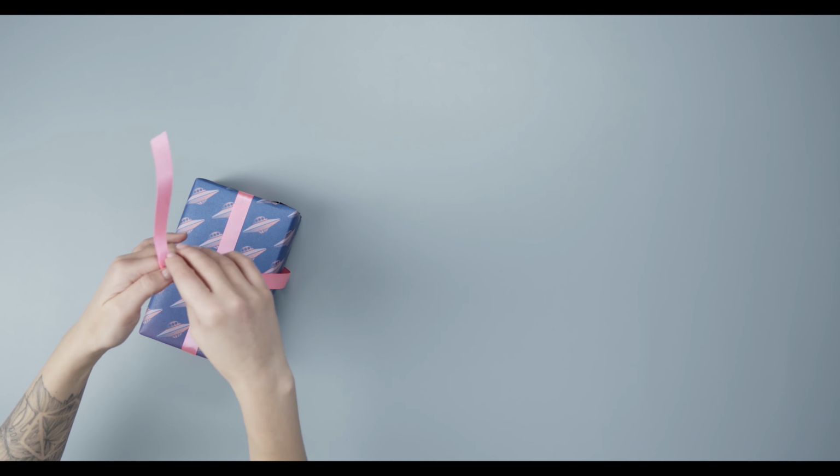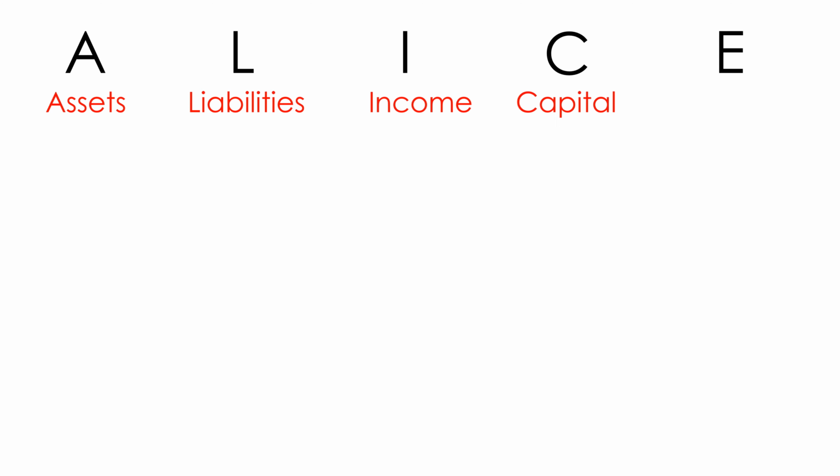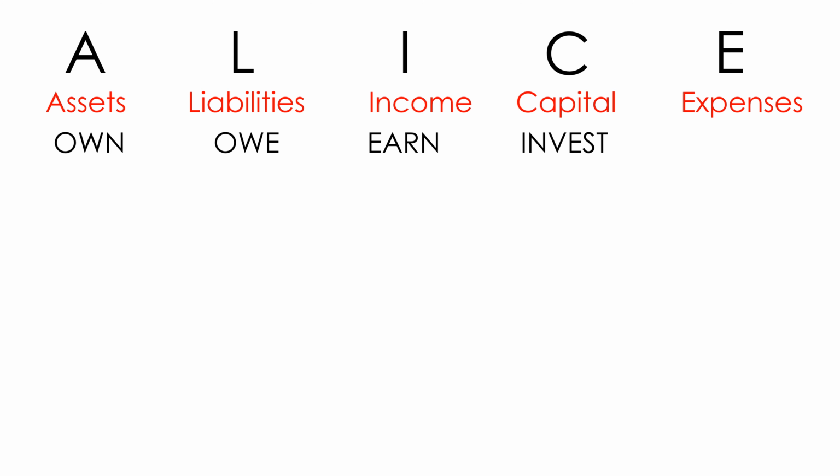ALICE accounts. Wrap up your entire business under 5 headings with the acronym ALICE. This means that you separate your business activities onto pages labeled assets, liabilities, income, capital, and expenses. If you haven't already done this, get out your pen and paper and start writing. You own assets or liabilities, earn income, invest capital, and spend on expenses.